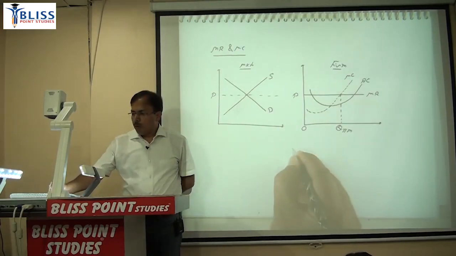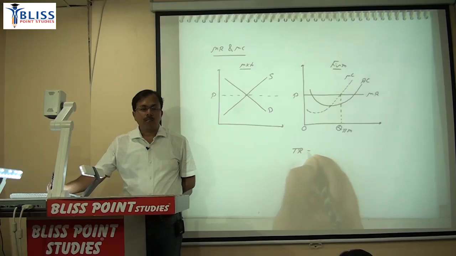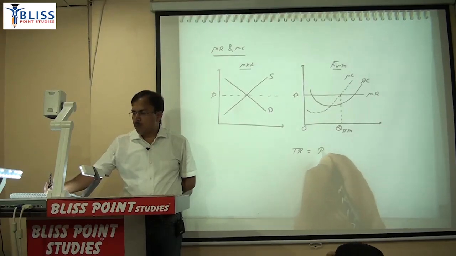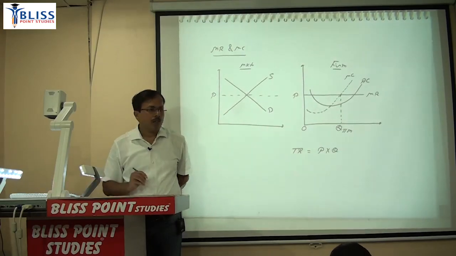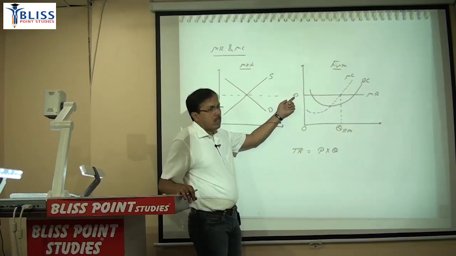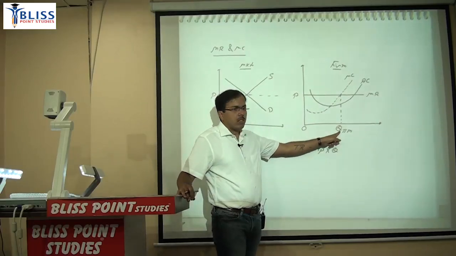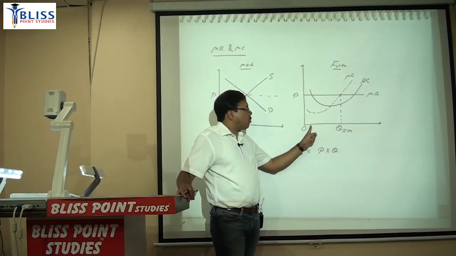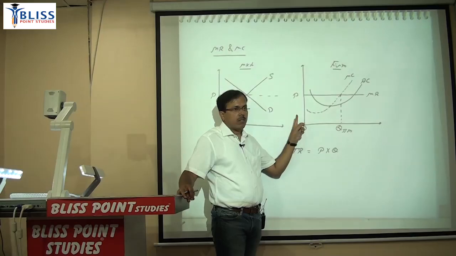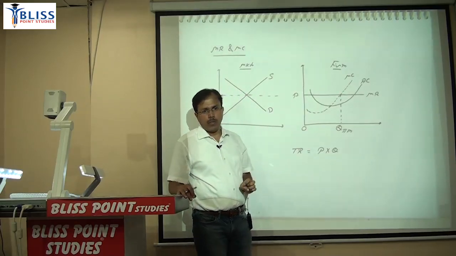Simple है. Profit के लिए मुझे TR निकालना है. तो TR is nothing but price multiplied by quantity. So price is this, quantity is this. So you multiply price with quantity, you get this rectangle. That area is total revenue area.